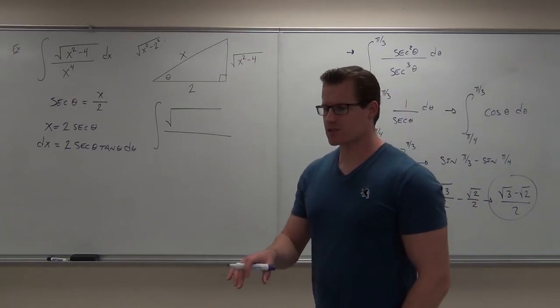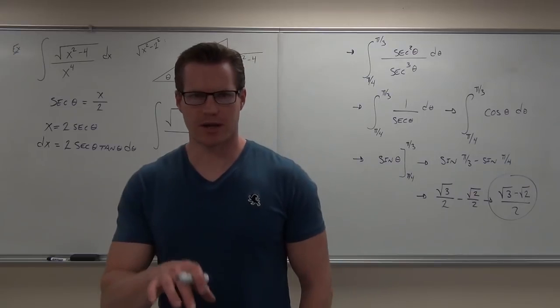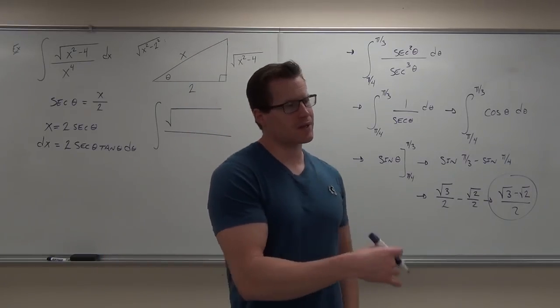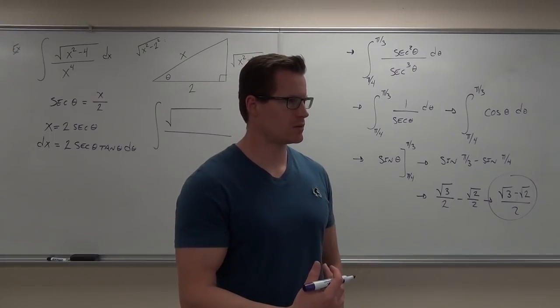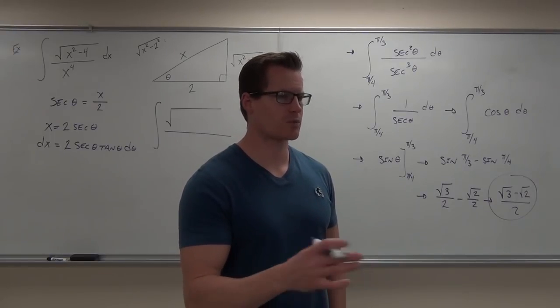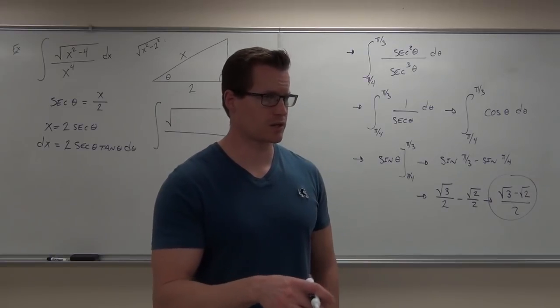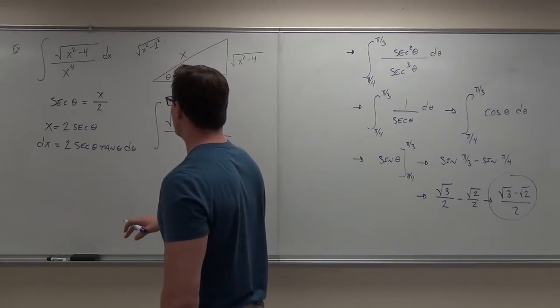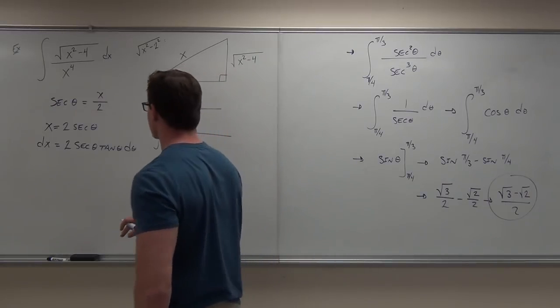Where you have x, what are we putting in for x? 2 secant theta. Don't forget that 2. If you forget the constant there, is your integral going to work out? No. It will, but your constants are all going to be wrong. So make sure your constants are correct. If it's 2 secant theta, make sure that goes in every place for x. And your dx, make sure we have the correct thing for dx.